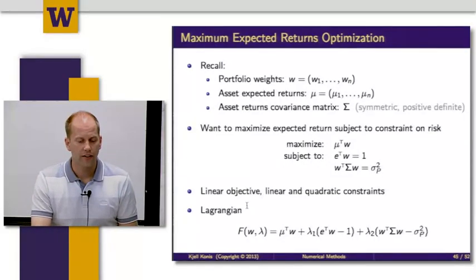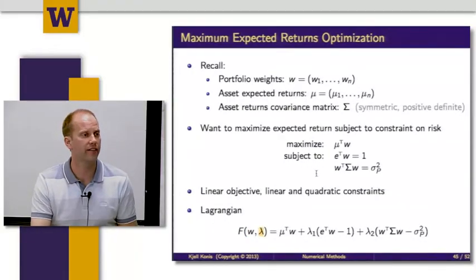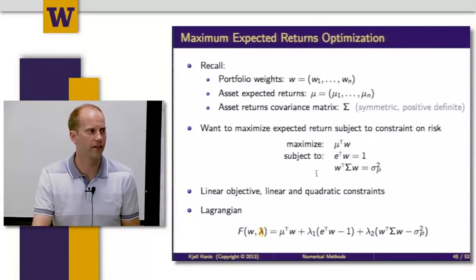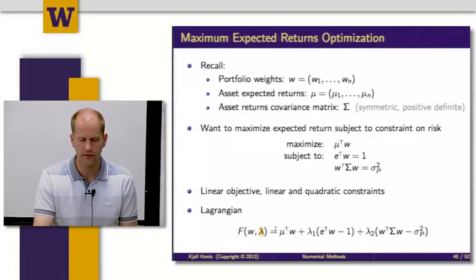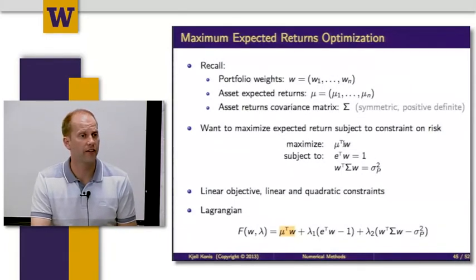And I can write out the Lagrangian for this. It's going to be a function of W and lambda. Because I have two constraints, lambda is going to be a vector with two elements, lambda 1 and lambda 2, the Lagrange multipliers. And then it's equal to the function that I'm trying to find the optimal value of, so that's the objective function, plus lambda 1 times the first constraint, plus lambda 2 times the second constraint.